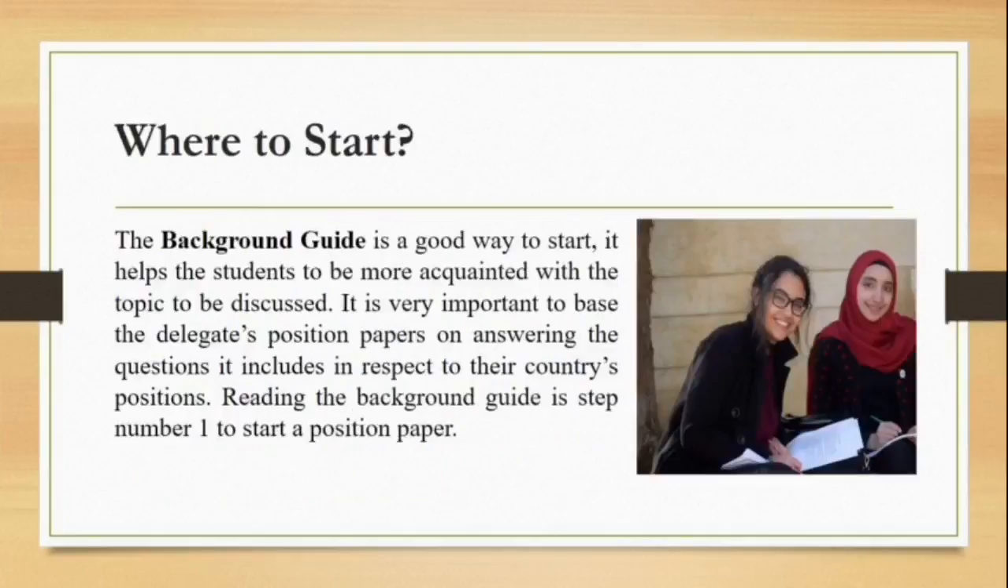Where to start? You have first to take a look at the background guide given to you. It helps you to be more acquainted with the topic to be discussed. It's very important to base your position paper as a delegate on answering the questions it includes in respect to your country's positions. Reading the background guide is step number 1 to start a position paper.